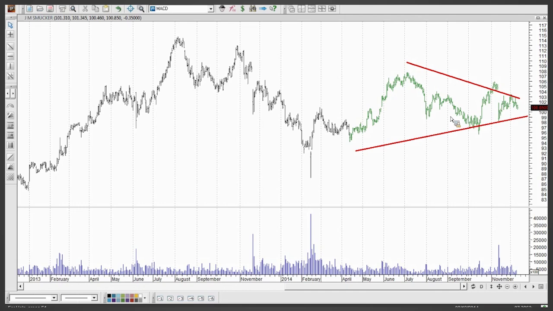And as we get further and further along into this channel, this is going to continue to compress more and more. And as it compresses more and more, again, that likelihood is going to go very, very high that this is going to break out one way or another.